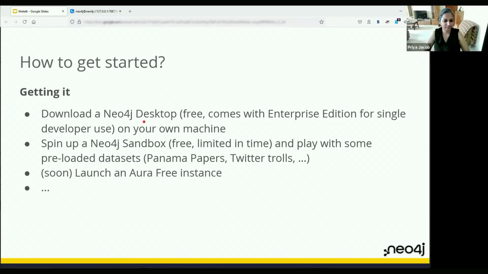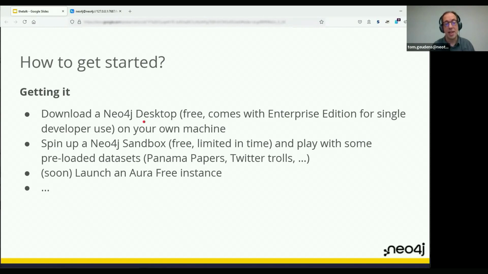It is free. And while we haven't talked a lot, or at all in fact, about the differences between the Enterprise Edition, which is licensed, and the Community Edition, the Neo4j Desktop for your own personal use comes with the Enterprise Edition. So you have the full product. Now, installing on your own machine is not always evident, especially if you're in a large corporation.